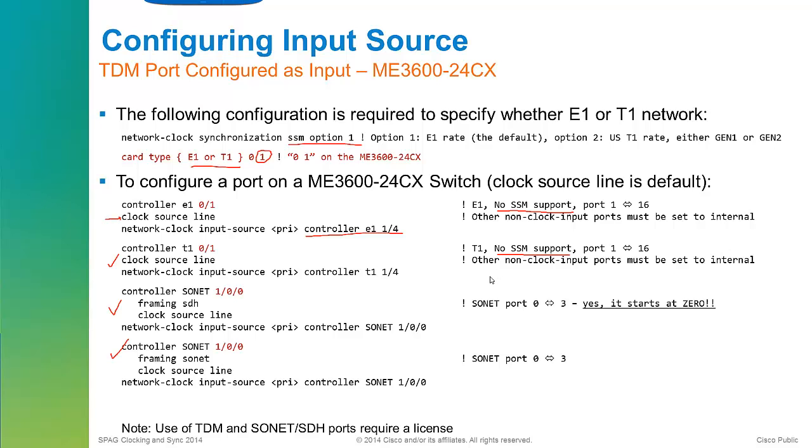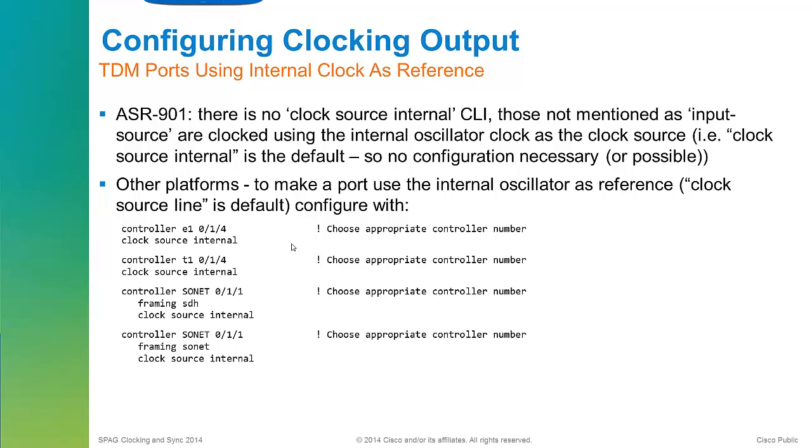The other thing here too is the numbering on this might be slightly different, because the SONET ports start at 0, whereas the E1 start at 1. The reason for this is long and complicated, but the numbering on the 24CX might be 1 based instead of 0 based, and that's a legacy of a carrier Ethernet background.